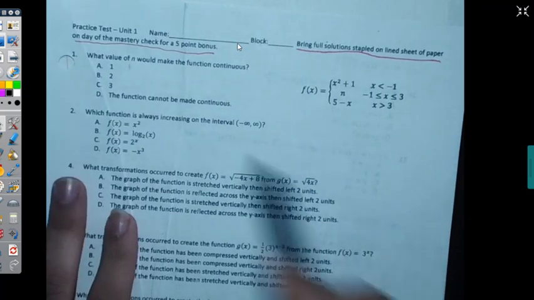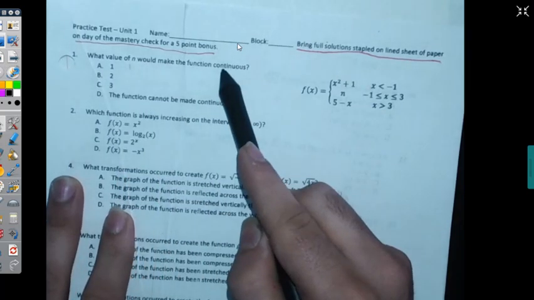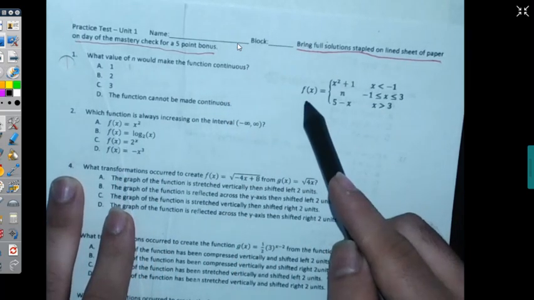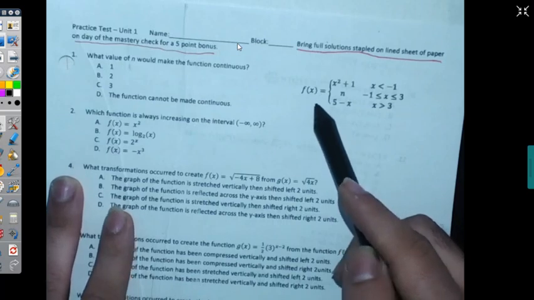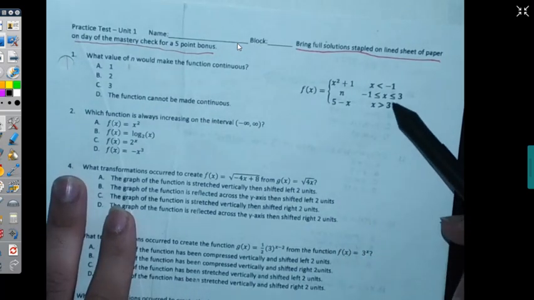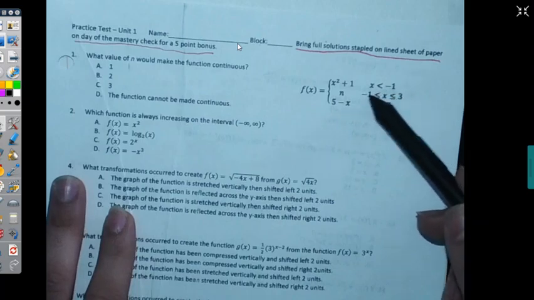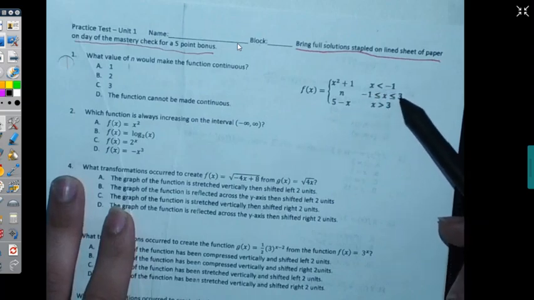It says, what value of n would make this function continuous? Right now I see this is a piecewise function. And for piecewise functions to be continuous, you need to figure out the x value where the two functions meet, and they must share the same y value.